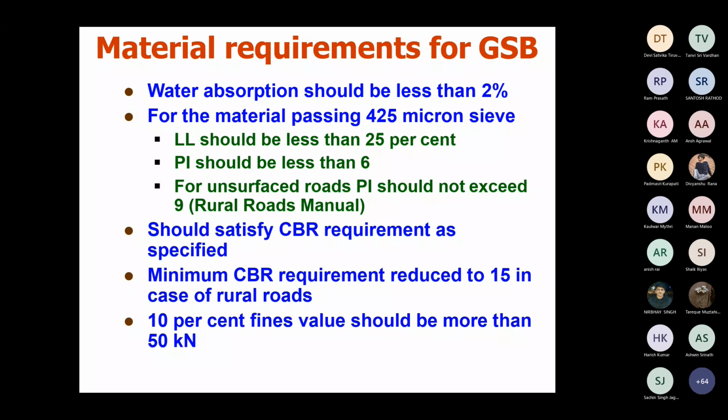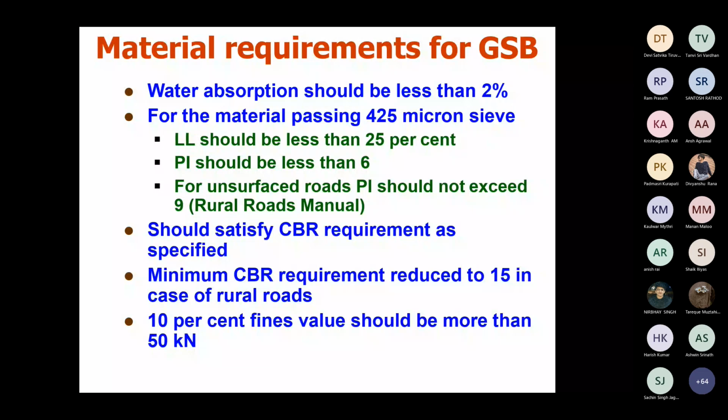When it comes to the Rural Roads Manual, for unsurfaced roads, meaning you have an earthen road or you're providing only granular subbase over the road and there's no surface over that, make sure that the PI value should not exceed 9, as per the Rural Roads Manual, where the volume is very less.